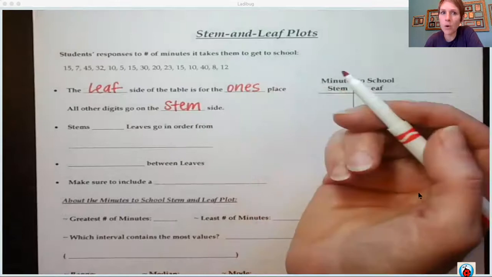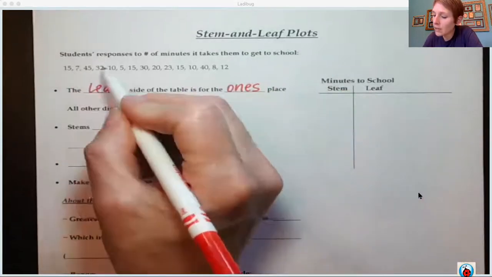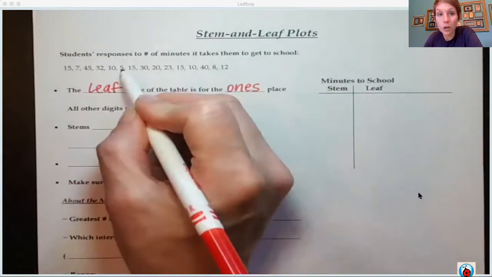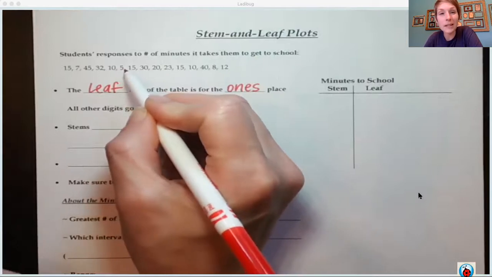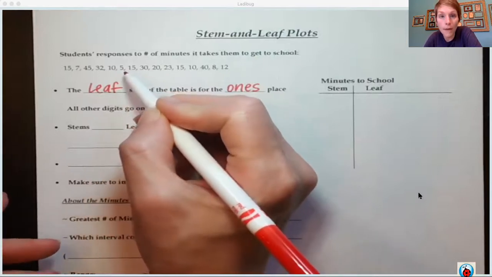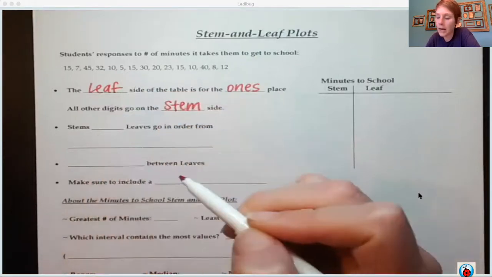Some of you might be saying, well, hold on, Mrs. Blake, you have some that are single digit numbers. Well, that's your ones digit. So in the tens place, technically you have a 0 on those. That's how we need to think of those, okay?